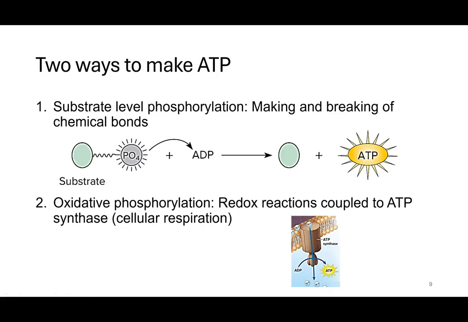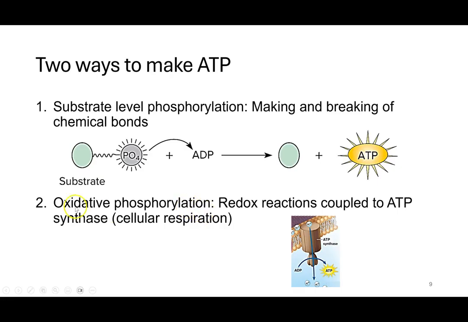So there's two main ways to make ATP. I'm not going to go into a ton of detail on both of these right now. We'll get into a lot more of the nitty-gritty details as we go through this week and the next couple of weeks. But these are the two. Substrate level phosphorylation. This is making and breaking of chemical bonds. So an example of this is creation of ATP.